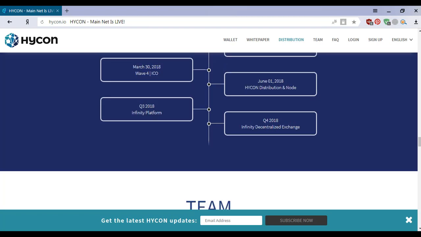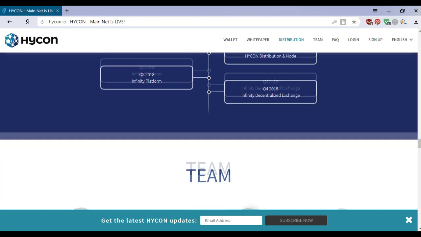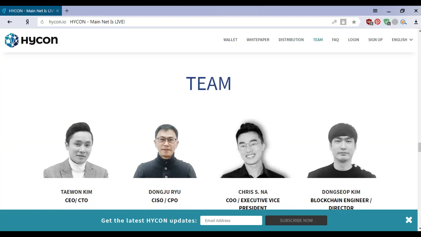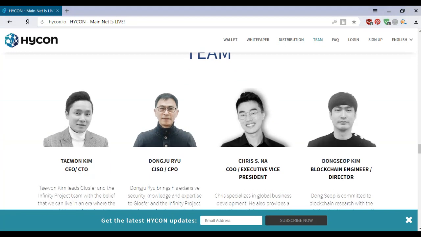So let's learn more about the team and have an overview. As always, the composition of the team working on the project gives us an indicator of how likely it is to find success. In this case, we can see 15 team members and 2 advisors from a diverse range of backgrounds.